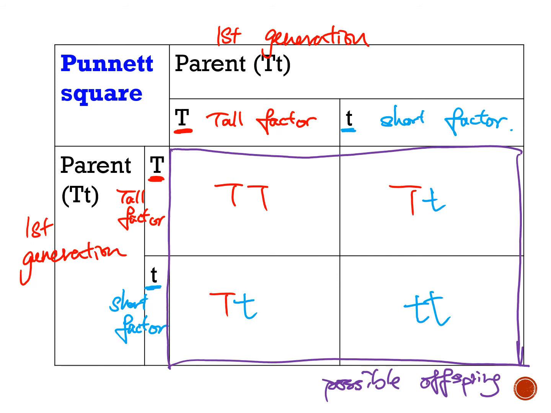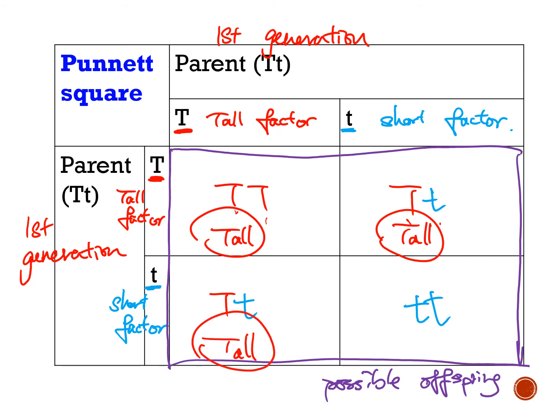If you have both big T factor, that means tall factor, how does the offspring look like? It should look tall. Next, if you have a big T, small t, tall and short factor, how does your offspring look like? It should still look tall because the tall factor has a stronger power to express. Now the last part is, what about the small t, short factor? If they go together, Mendel found out that they look short.